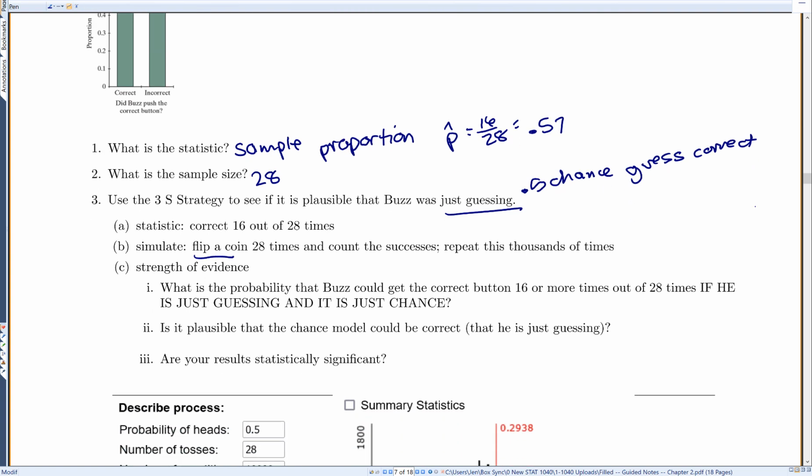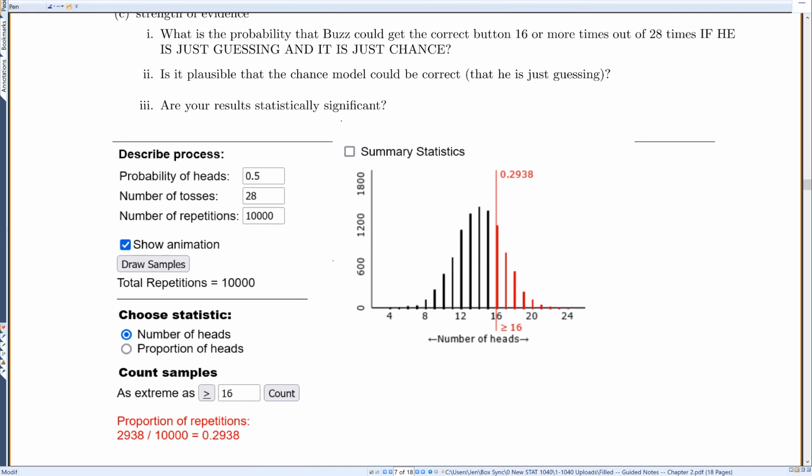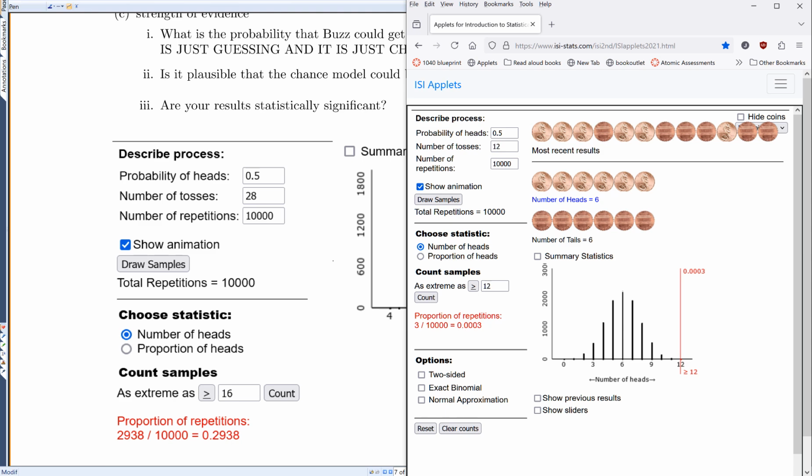Let's see, strength of evidence. We want to figure out the probability that Buzz could get the correct button 16 or more times out of 28 times if he's just guessing and it's just chance. So let's come down. I simulated what we need to put into the applet. You need to have your probability of heads as 0.5, 28 tosses. I like to do it 10,000 times. And I want to count my samples as extreme as or greater than 16. Okay, and you can see it highlighted everything from 16 on over. And it told me that happened about 29% of the time. So the probability that this could happen was 0.2938.